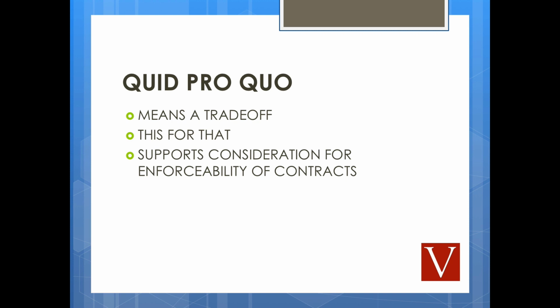It means this for that. I give you something, you give me that. And this is really important when you're looking at the law of contracts, where you are required to show consideration in order to have a valid, enforceable contract. A contract is a promise or set of promises that the law will enforce. So a quid pro quo, that's your trade-off, and that is the glue that holds together a contract.